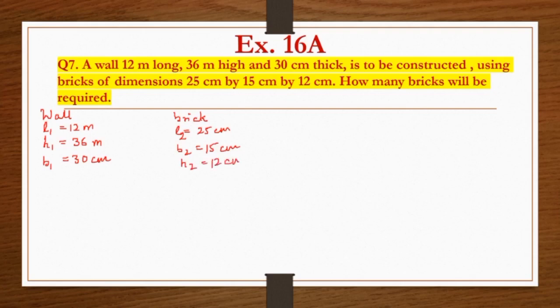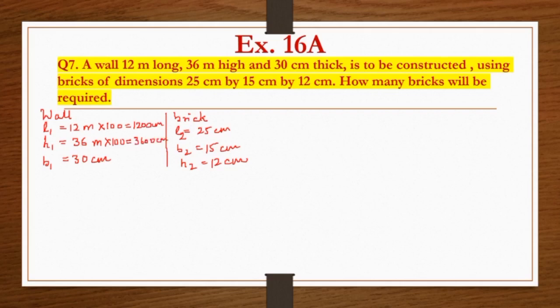Now, four things are in centimeter and two are in meter. So we are converting them into centimeter as well. 1 meter equals 100 centimeter. So we got 1200 centimeter as the length of your wall, and height is 3600 centimeter.